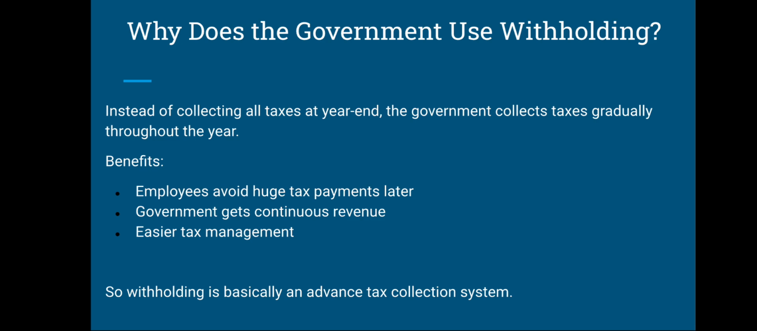If it is weekly, then your advance tax will be deducted in 52 installments. If it is monthly, then 12 months will be taken to deduct your taxes. So instead of giving the burden at once, the employer is deducting monthly tax and depositing it to the government.